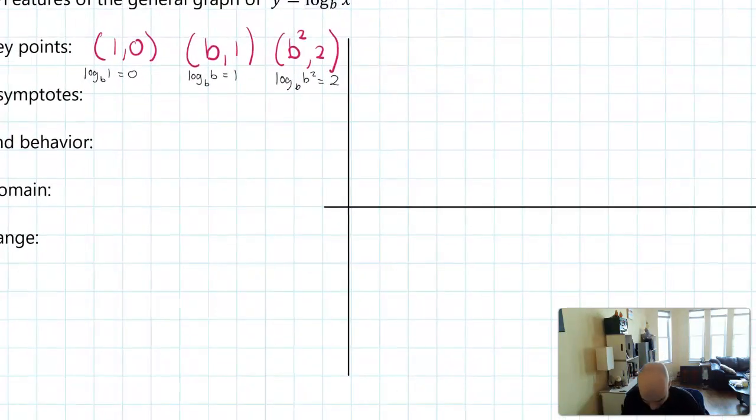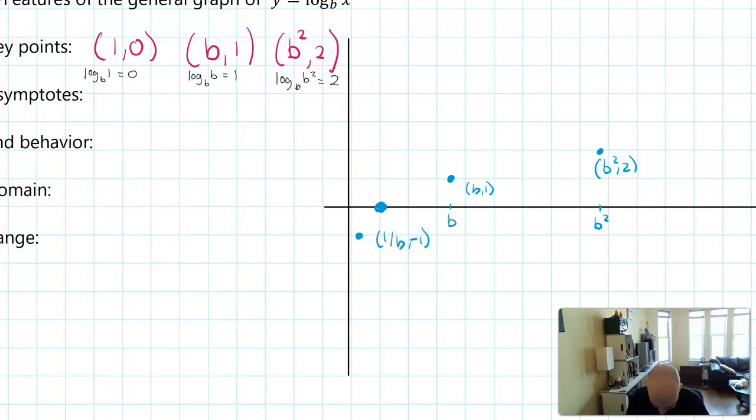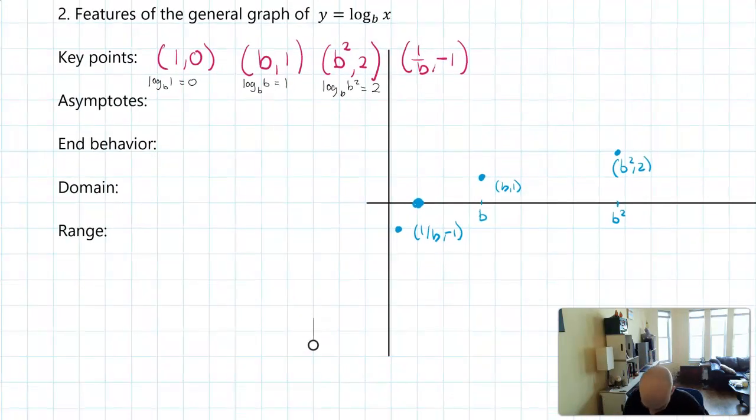So here I don't know what b is, but I know we have (1, 0). And then I'm just going to mark this as b, and then we would have the point (b, 1). And we'll just say that that's (b squared, 2). And I also know that I would have the point (1 over b, -1). Let's add that to the list of key points, because it's nice to remind ourselves that we have fractional values too.